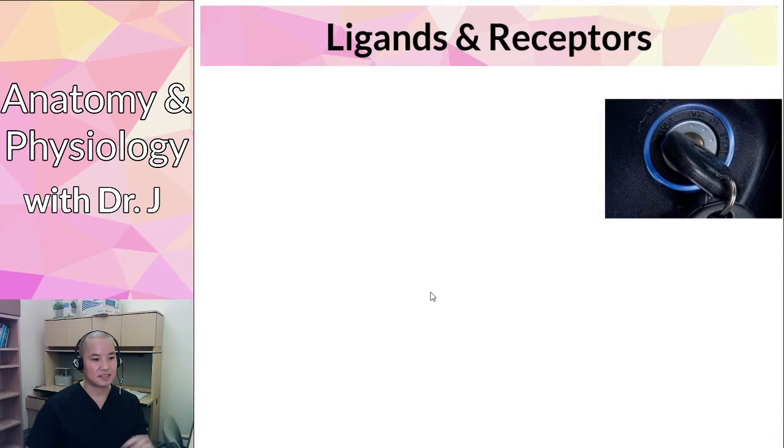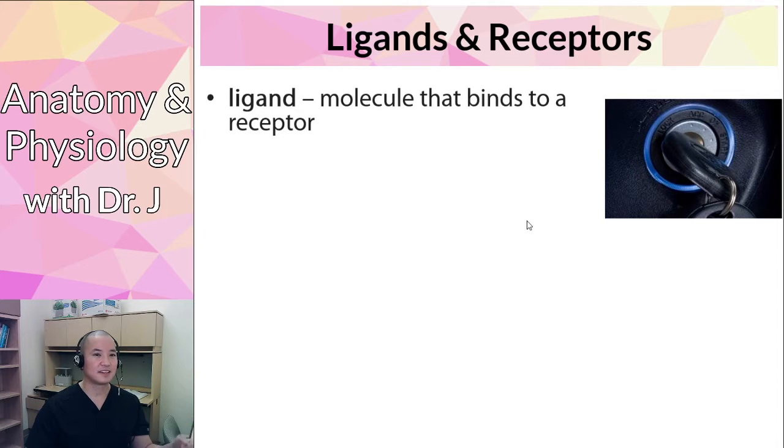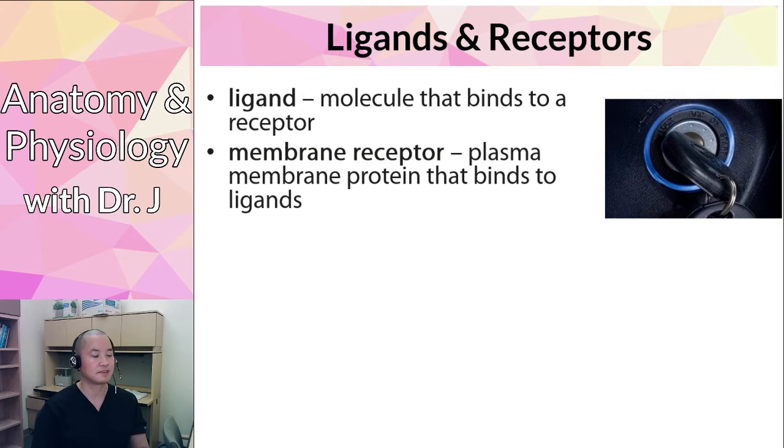But let's talk about ligands and receptors. You might see this term a lot when you hear about drugs, especially if you're going into pharmacology, and you'll definitely see ligands. So basically, a ligand is any sort of molecule or chemical that can bind to a receptor. Now, a membrane receptor, again, these are the protein receptors. So these are in the plasma membrane and bind to some sort of chemical that activates them.